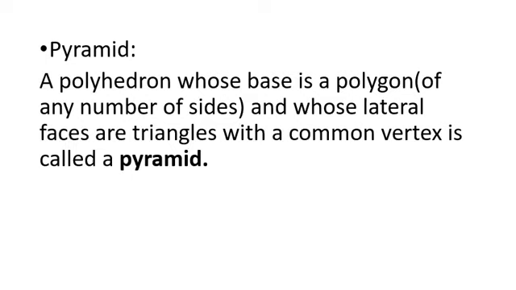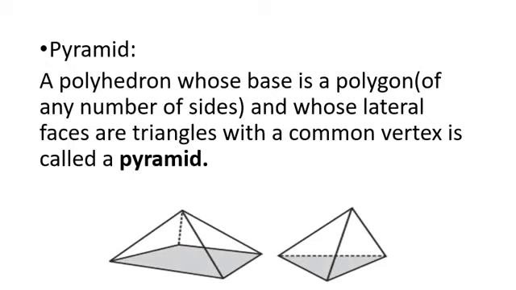A polyhedron whose base is a polygon of any number of sides and whose lateral faces are triangles with a common vertex is called a pyramid. These are the two figures of a pyramid. As I told you earlier also, the pyramid is named after its base. So in the first figure, the base is a rectangle, so the first one is a rectangular pyramid. In the second figure, the base is a triangle, so it is a triangular pyramid.